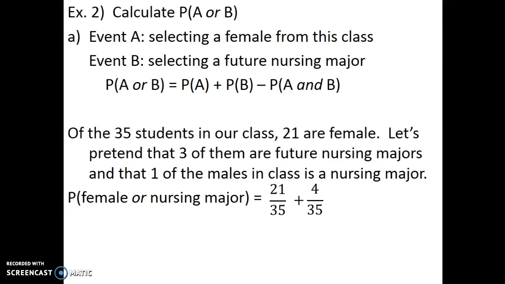However, we just counted 3 of you guys twice. 3 of you were in the female group and in the nursing group. So we got to take you back out. There's no reason to count somebody twice. It inflates your probability. You're going to get 22 out of 35 for that.